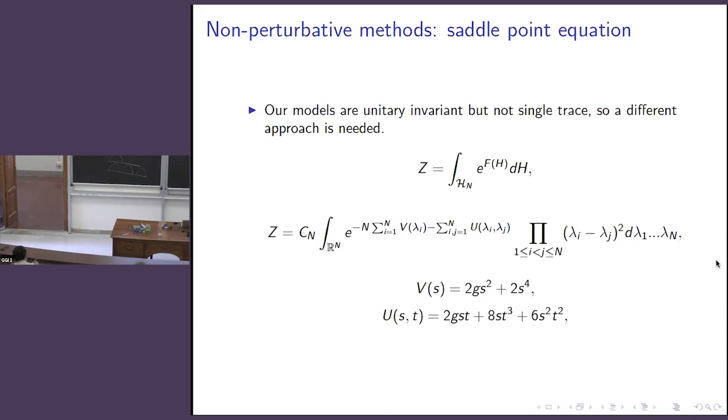So you have now an explicit expression for your partition function. You introduce these two functions, V of S and U of S and T. This is the multi-trace part, and this is the single trace part. What happens is that this integral basically organizes itself around its critical points. So the bulk of the value of the integral, for large values of n, comes from the critical points.